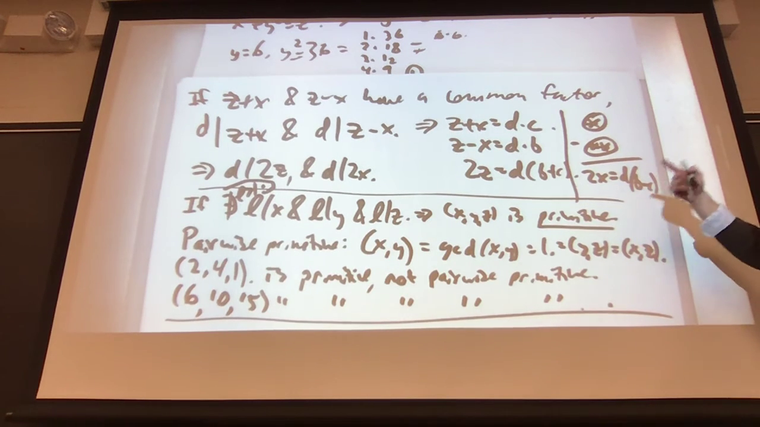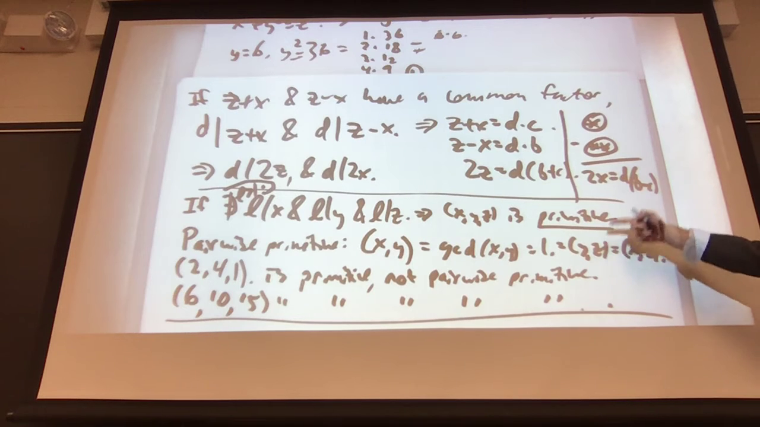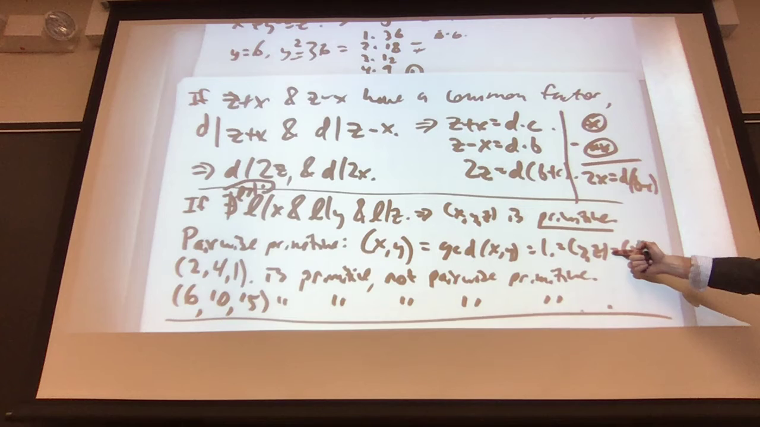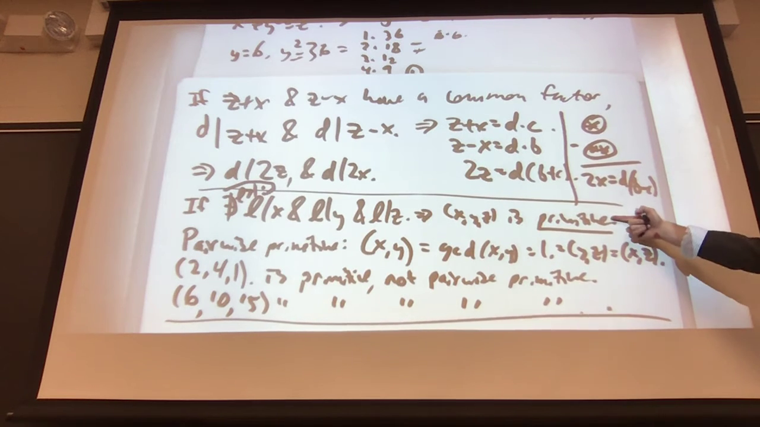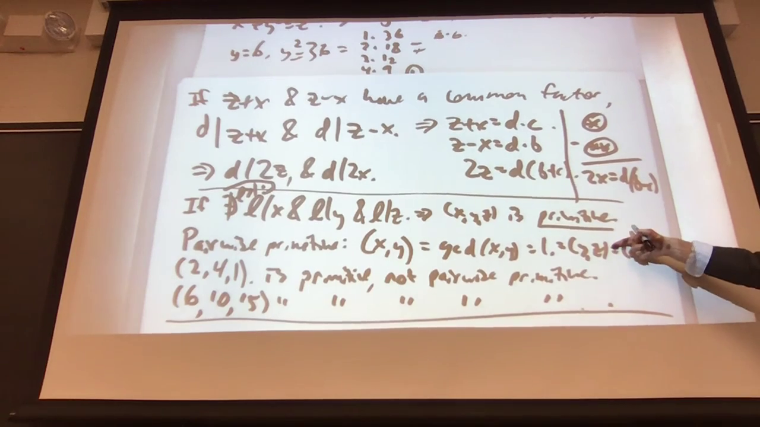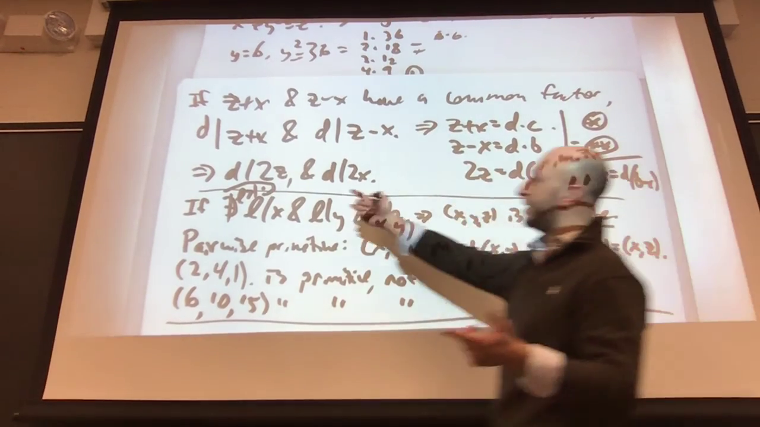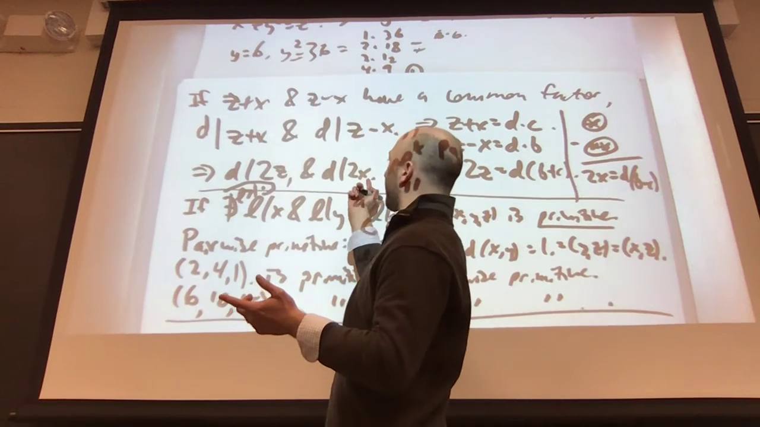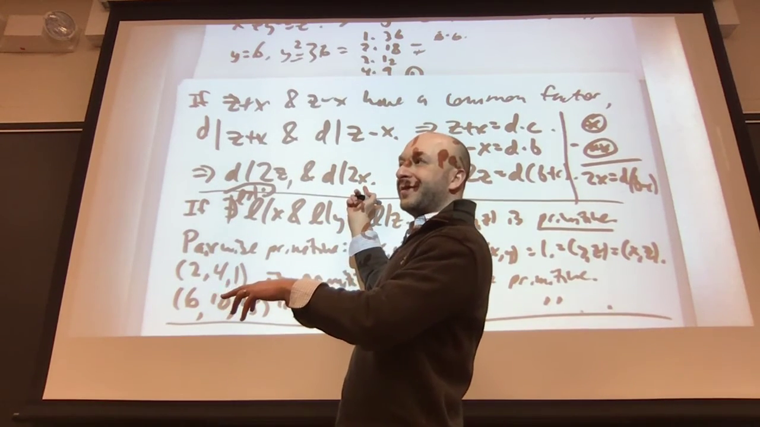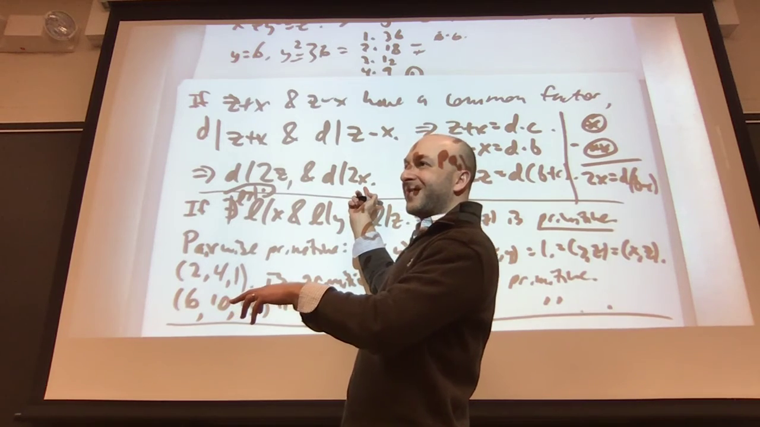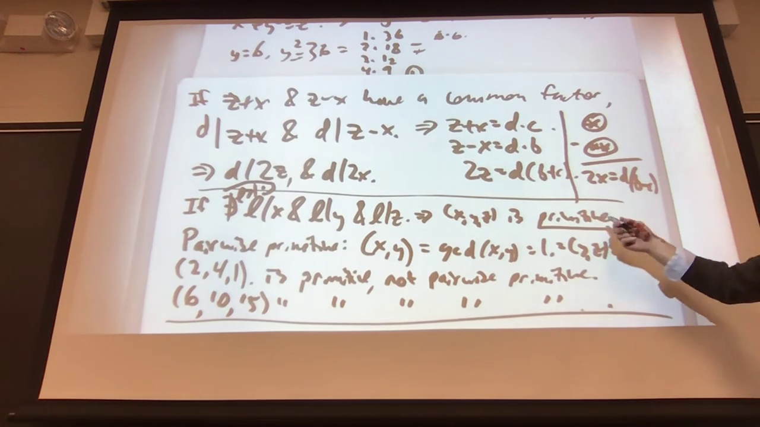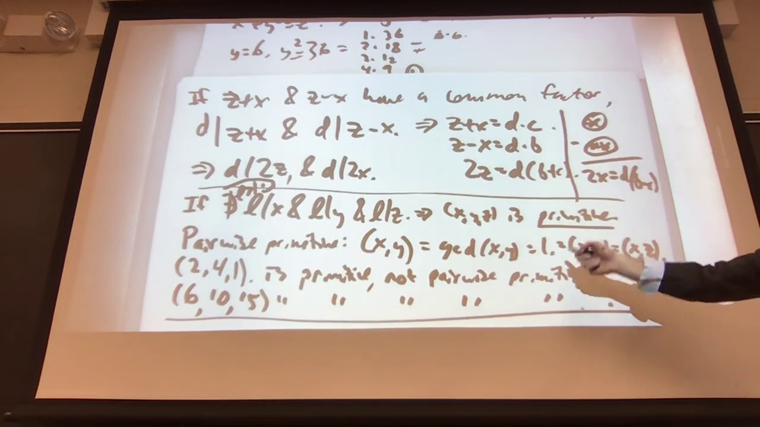So there's a distinction between pairwise primitive and primitive. If you're pairwise primitive, if no 2 of them have any factors in common, then of course the 3 of them don't have a common factor. But the other way is not necessarily the case. So it might be the case that z and x have some common factor, but z, x, and y don't have any common factor. But in fact, for Pythagorean triples, primitivity, this weaker notion, implies the stronger notion.